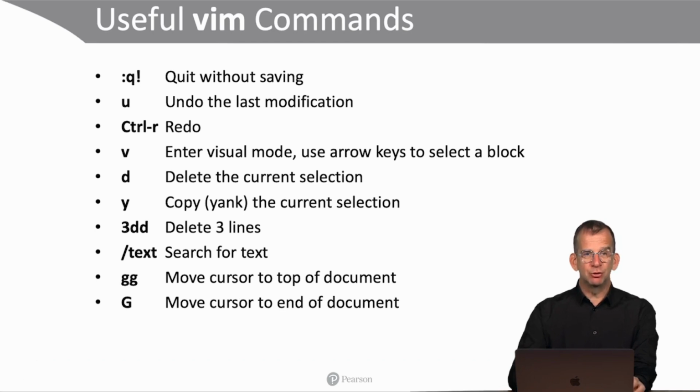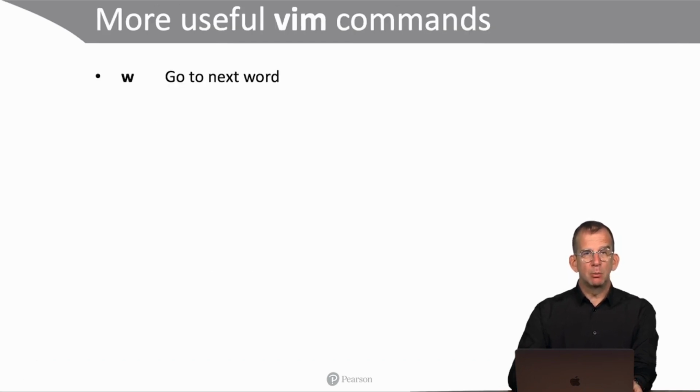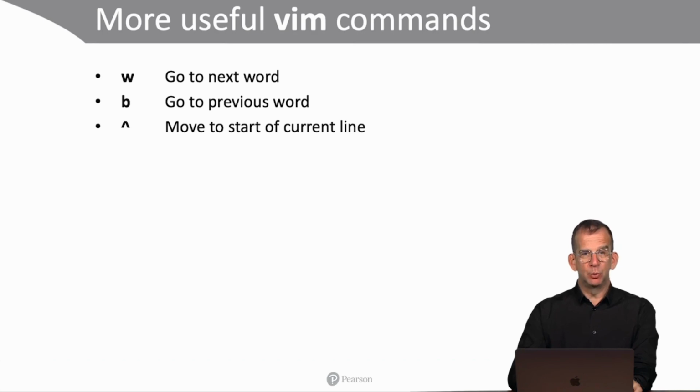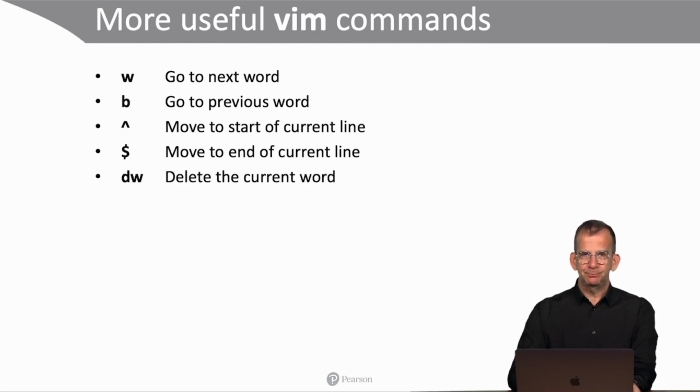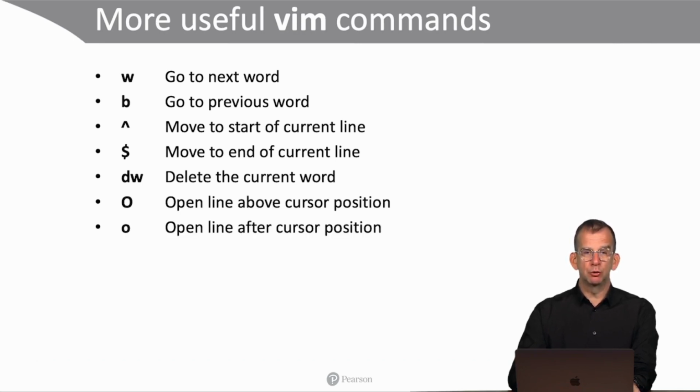Now these are really essentials, but there is more. Like w, which will bring you to the next word. Of course you need to be in command mode to do so. Or b, which will bring you back to the previous word. Caret, which will move to the start of the current line, and $, which will move to the end of the current line. Convenient if you want to put something in the beginning of a line. And then we have dw, which will delete the current word. So your cursor must be on the word, and dw will delete it. Uppercase O, which will open a line above the cursor position, and lowercase o, which will do kind of the same, but below the cursor position.